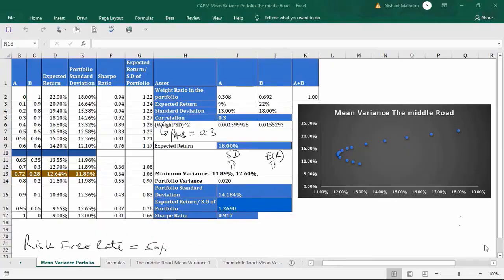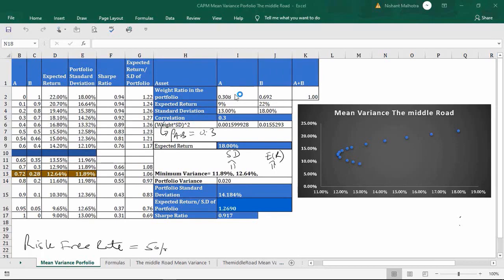So today we are going to be discussing the mean variance portfolio. We are going to be combining two portfolios. We'll do the whole work on Excel and we'll look at the two weights. Basically, we are taking two assets, A and B, with weights that sum to 1, and we're going to see how it changes the expected return as well as the standard deviation.